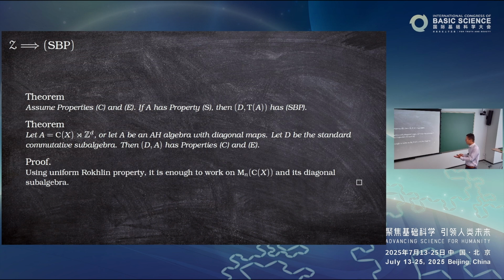You are looking at the matrix algebra over C(X) as A, and D is just the diagonal subalgebra. Then you have some very concrete algebra to work with. Then there is some combinatorics, actually quite a lot of combinatorics, but you can show this property really holds.